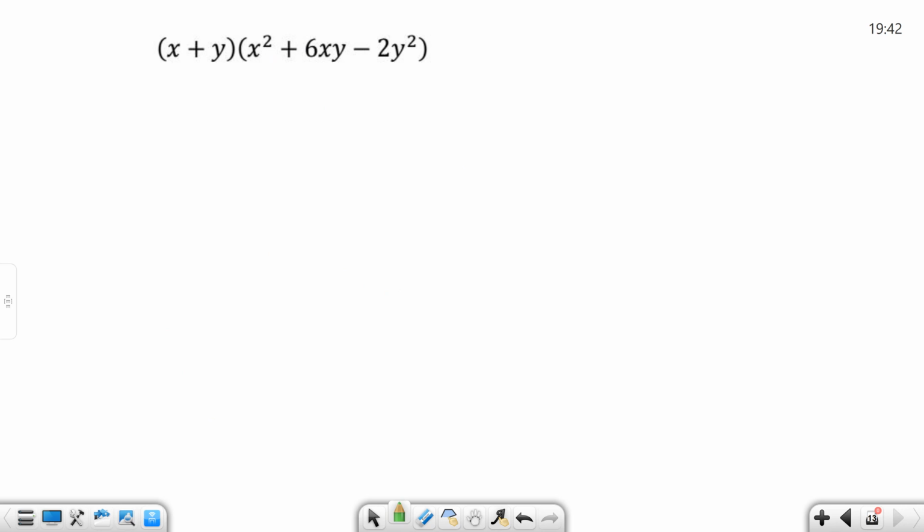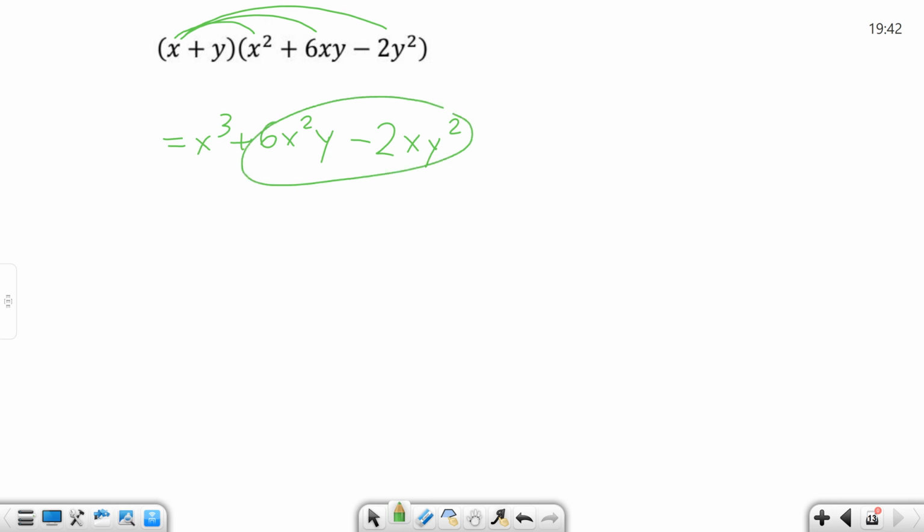And then here, this is a binomial times a trinomial. You take the x and you distribute to all three. So what is x times x squared? It's going to be x to the third. x times plus 6xy is plus 6x squared y. And then x times negative 2y squared is going to be minus 2xy squared. And typically we just put the letters in alphabetical order. It's not wrong if you put y squared x. But if you write them all x first, y second, or all y first, x second, it doesn't matter, then you can easily see which ones go together as far as like terms go.